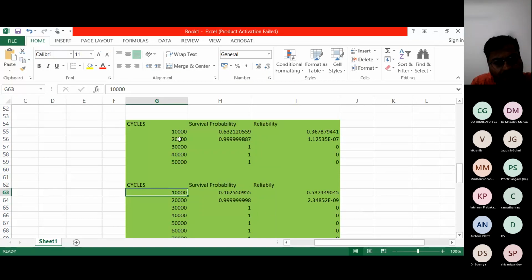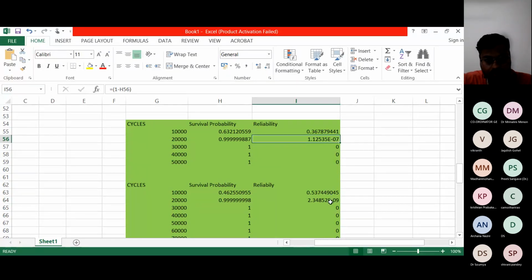Now A is better. A is having more reliability. That's what, A is better, because minus 0.7.